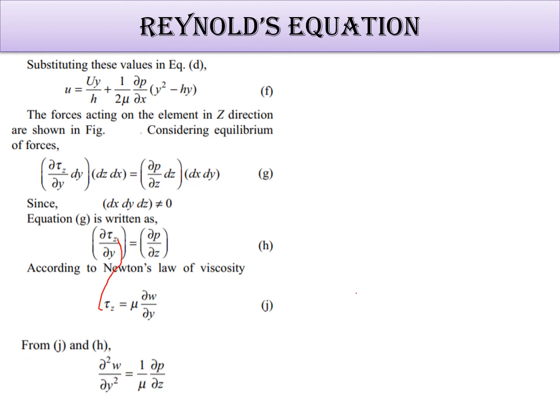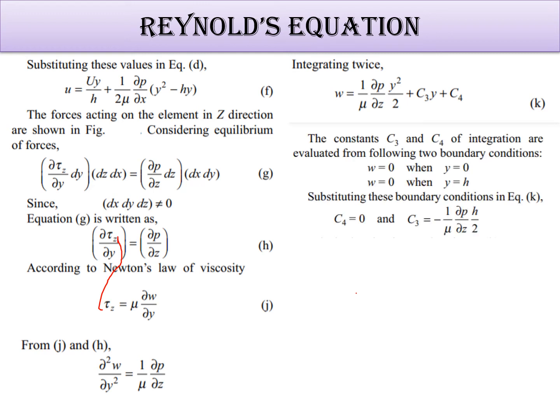We will put this value here. So we get ∂²w/∂y² equal to 1/μ ∂p/∂z. Now integrating this term twice, we get C3 and C4 as the constants. So small w equal to 0 at y equal to 0, and small w equal to 0 at y equal to h. These two conditions we are going to put.